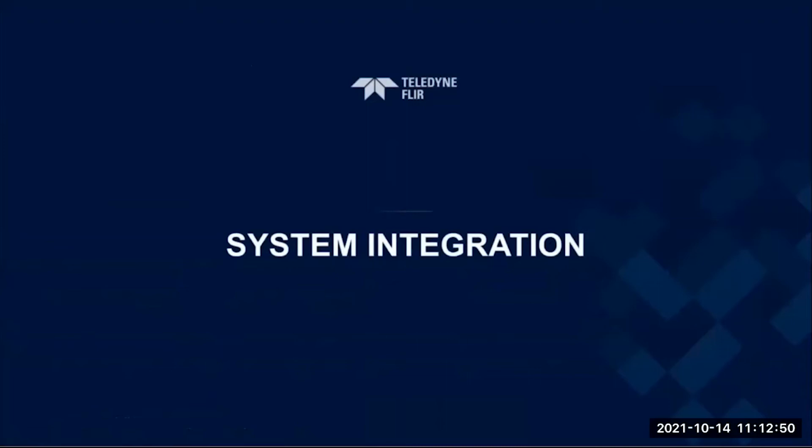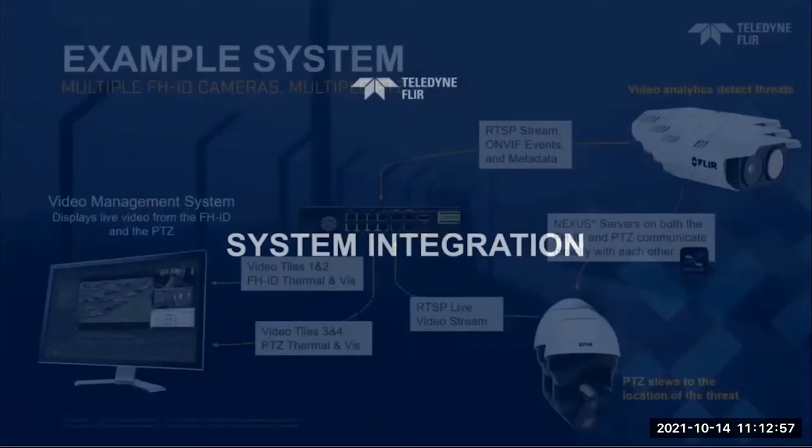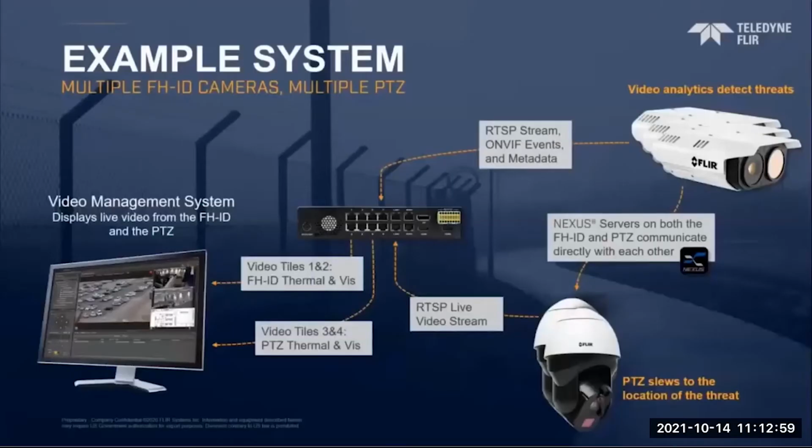In the systems integration section, we're going to show how some of these cameras can communicate with other system components. In this example, we're simply showing how multiple FH-ID cameras and multiple PTZs can be integrated together. But this can also be done one-to-one, one-to-many, or many-to-many like we're showing right here. The key in all of these scenarios is that when an FH detects something, it communicates with the PTZ or multiple PTZs to slew to the detection location, and there are a couple ways that we're able to do that.